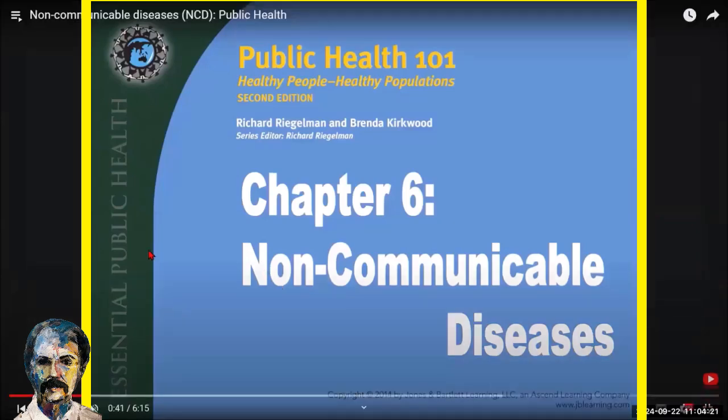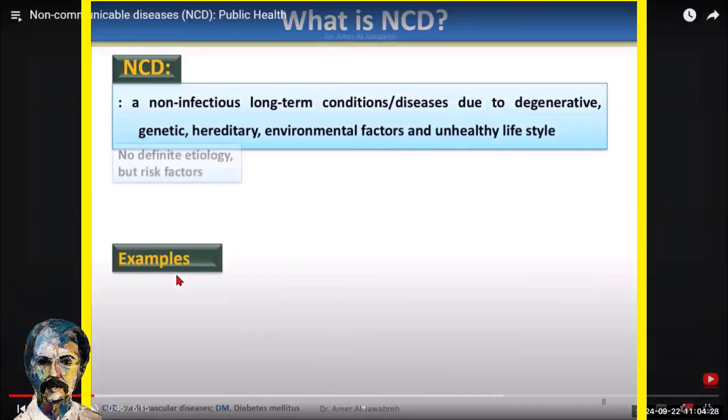This is chapter 6, non-communicable diseases. This is the definition. What is an NCD? In this book, they try to avoid the name chronic diseases. Some books still use it, but they say the more professional name is NCD rather than chronic diseases. So an NCD is, first, non-infectious. If you get cancer, you will not infect anybody else. If you get diabetes, the same story. These diseases are not contagious in any way, either directly or indirectly.